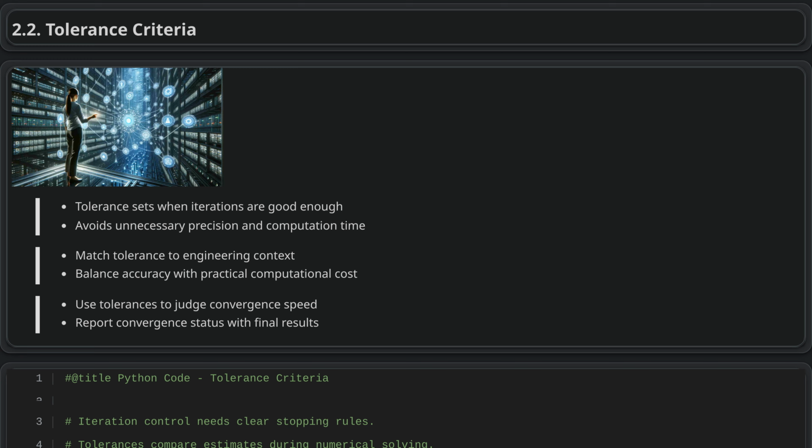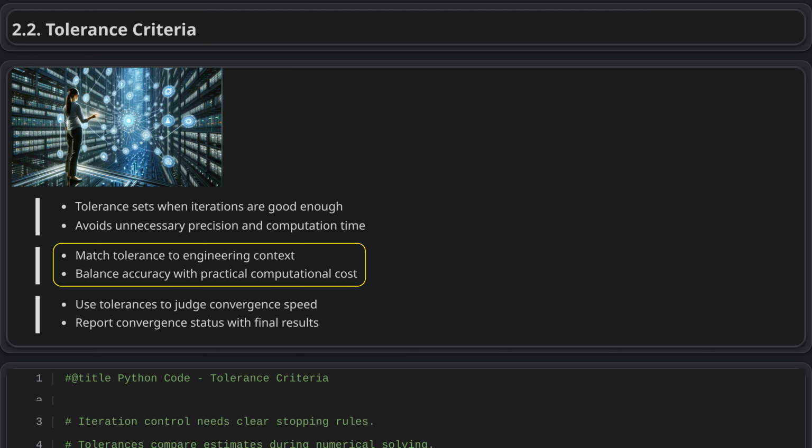Tolerance criteria tell an iterative numerical method when to stop. They define an acceptable level of error, so the process ends once estimates change very little or satisfy the governing equations closely enough. This gives engineering calculations results that are accurate for practical use without wasting time on unnecessary precision.